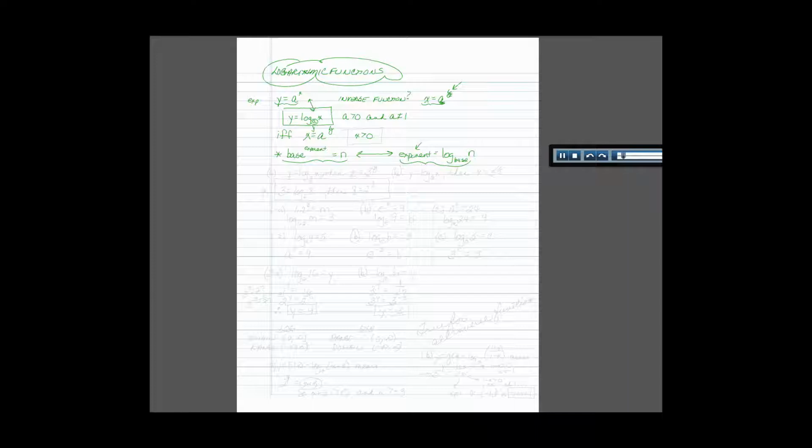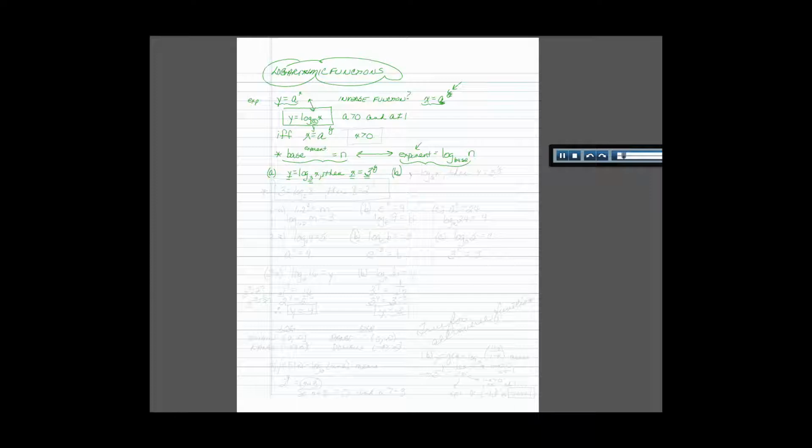So, for example, in example A, it says if y equals log base 3 of x, then we can rewrite that as x equals 3 to the y. Those are the same things. Here's the base. What we're taking the log of becomes the so-called answer, and the answer here becomes the exponent. You're just going to have to memorize that.